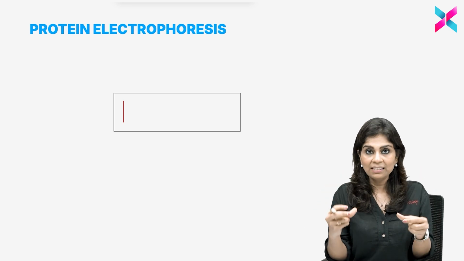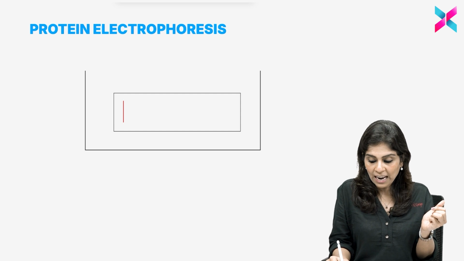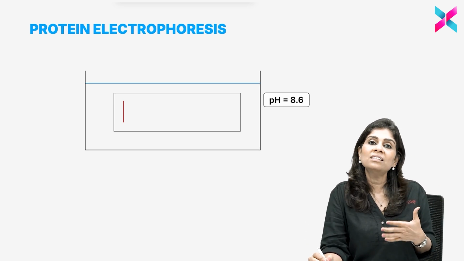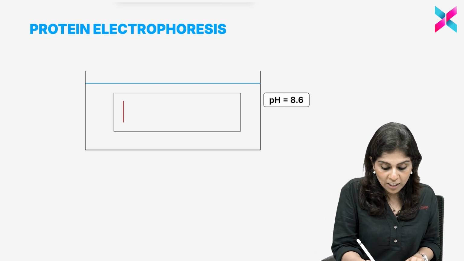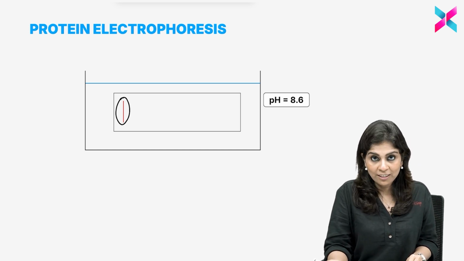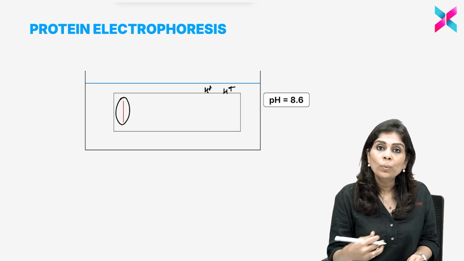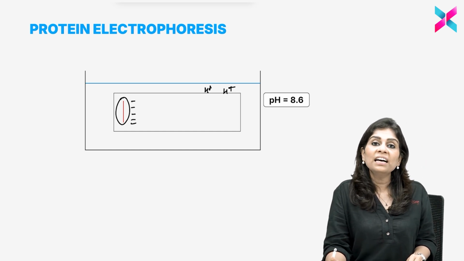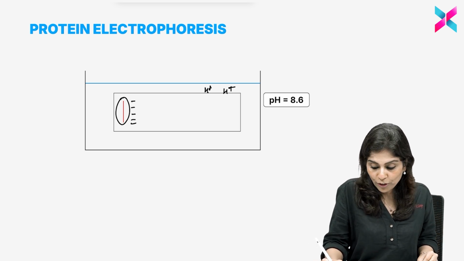Then I place the slide in an electrophoretic tank. I'm going to fill up this electrophoretic tank with an alkaline buffer of pH 8.6. So why am I insistent on adding an alkaline buffer of pH 8.6? Because only then will all these proteins sense the alkaline pH. They try to neutralize the alkaline pH. To neutralize the alkaline pH, they give off their H+. When they give off their H+, they become negatively charged. So what is the purpose of adding an alkaline buffer? It is to provide uniformly negative charges to all your proteins.